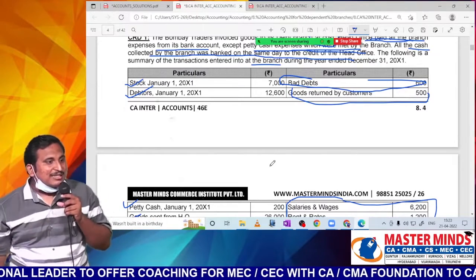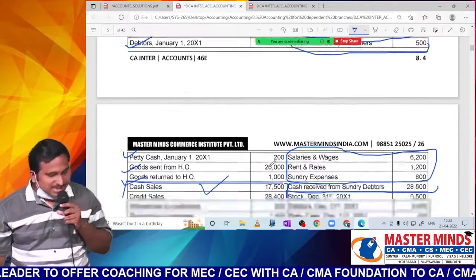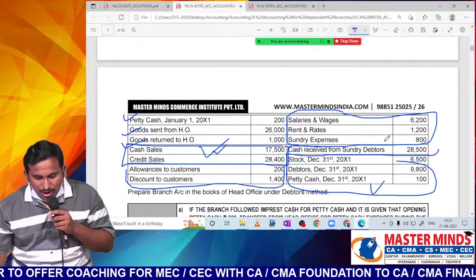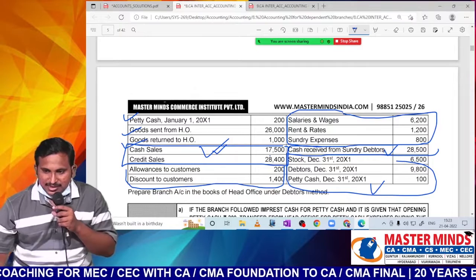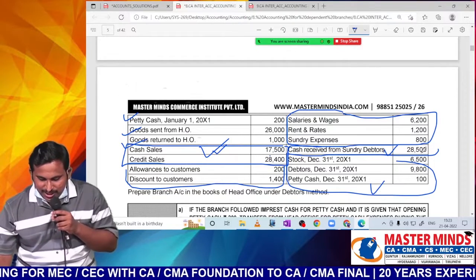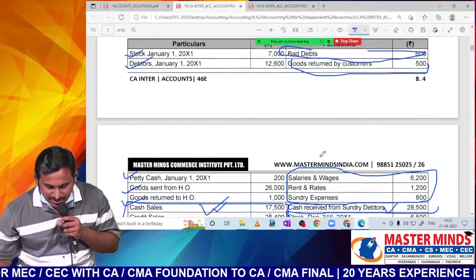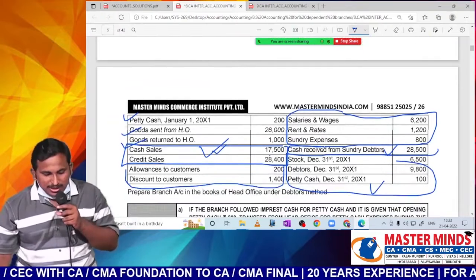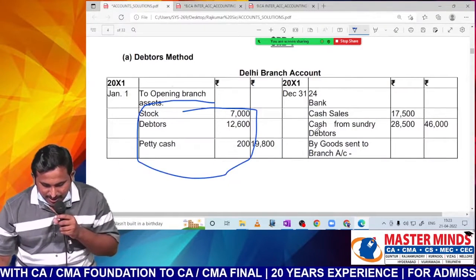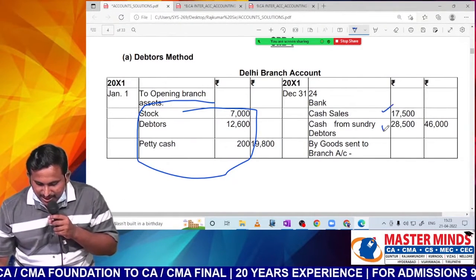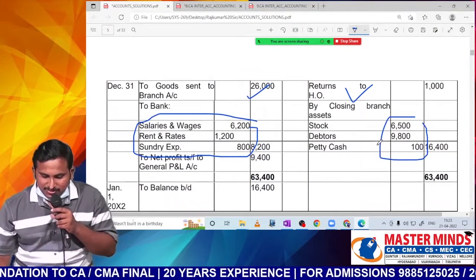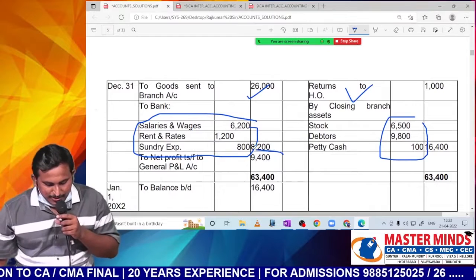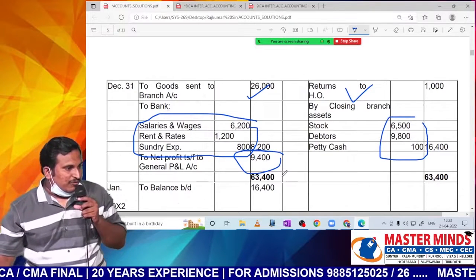What will be sent, sir? Cash received. What is the cash received? Either your cash sales or collection from debtors. So together, cash sales plus collection from debtors, 17,500 plus 28,500, will be nothing but the cash remittance. That we will write as cash sales as well as cash from debtors. This we will write as cash remittance. Once we record all those things, we will get the balancing figure as the net profit.